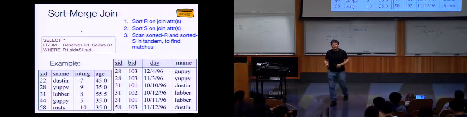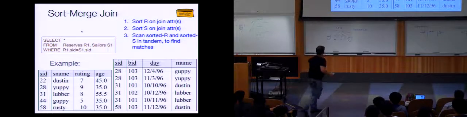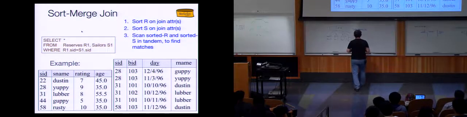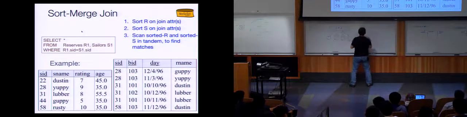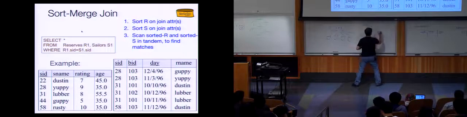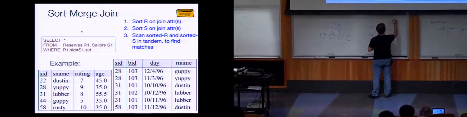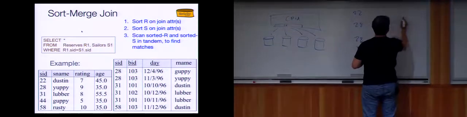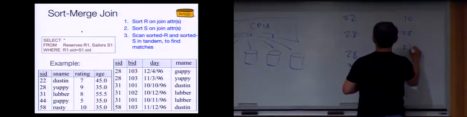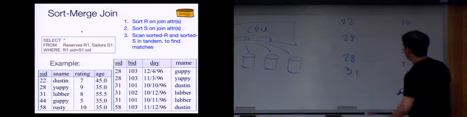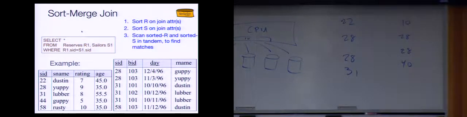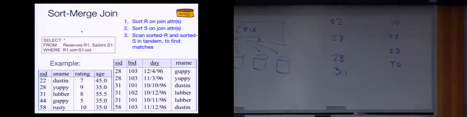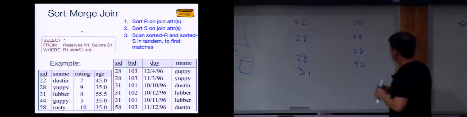Question? What happens if both sides have 28s? Let's do it. What if both sides have 28s? It's going to be exactly what I just said, which is nested loops join. So let's say we have 22, 28, 28, 31, and, actually for fun, let's do 10, 28, 28, 40. Okay, how many tuples with 28s in them should there be in the output, for starters? 4, right?